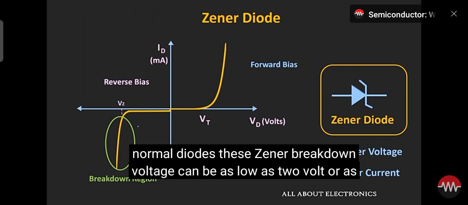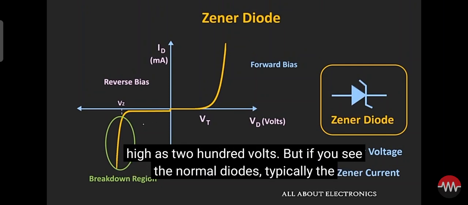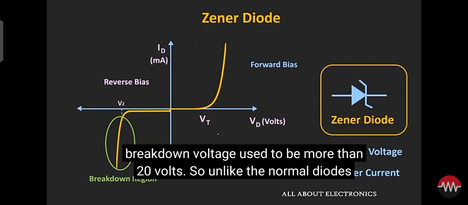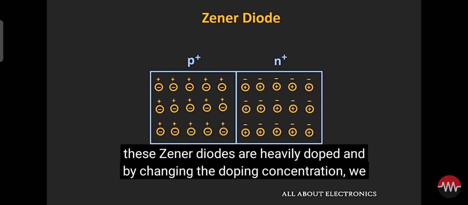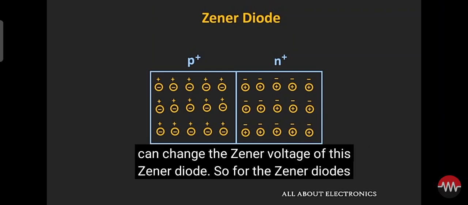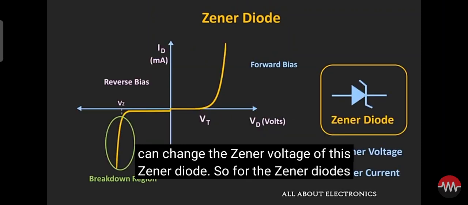Now unlike the normal diodes, this Zener breakdown voltage can be as low as 2 volt or as high as 200 volts. But if you see the normal diodes, typically the breakdown voltage used to be more than 20 volts. So unlike the normal diodes, these Zener diodes are heavily doped. And by changing the doping concentration, we can change the Zener voltage of this Zener diode.